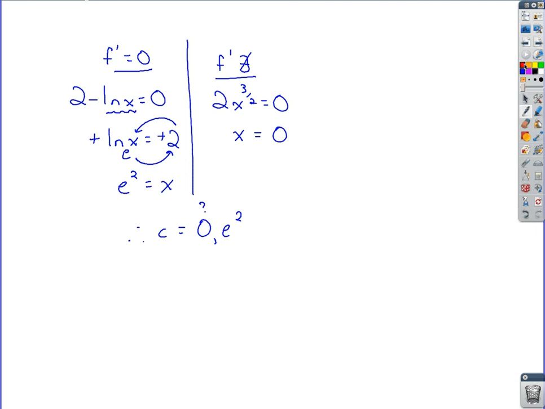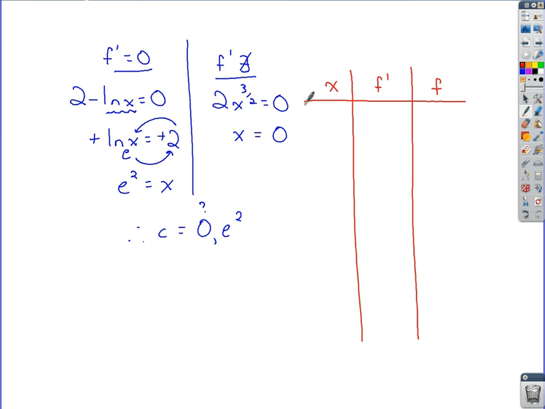So go to your chart now. Just like we did on the previous problem, you've got your x column, you've got your derivative column, you've got your original function, and we are taking the extrema out because we don't have to find them. If we set up our intervals like we did before, we're starting at negative infinity, we're going up to 0, we're pausing at 0, we're going from 0 to e squared, pausing at e squared, and then there's no more critical numbers, so we travel on to infinity.